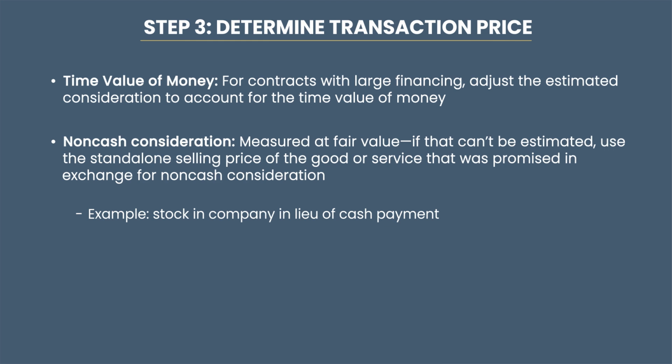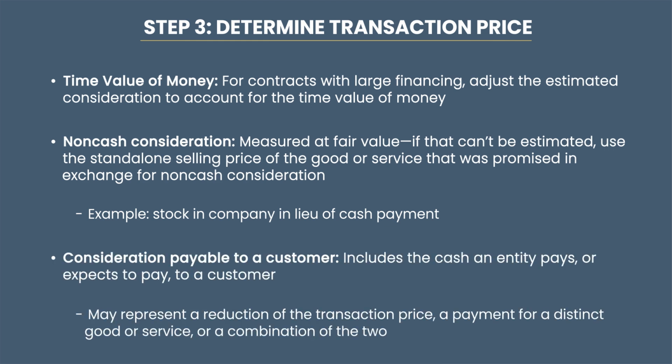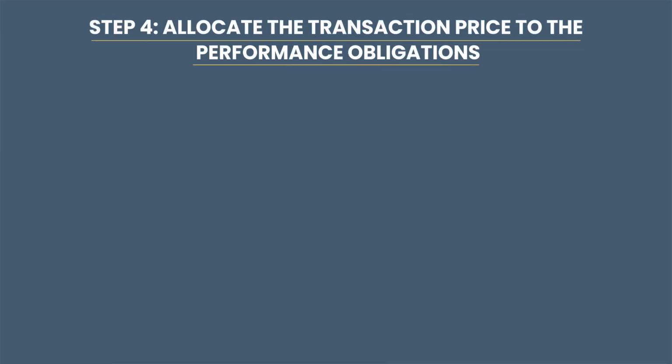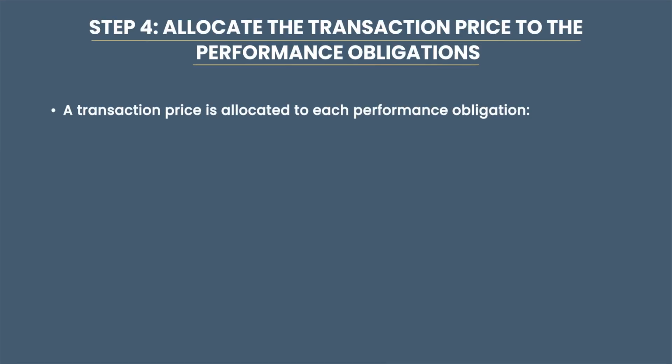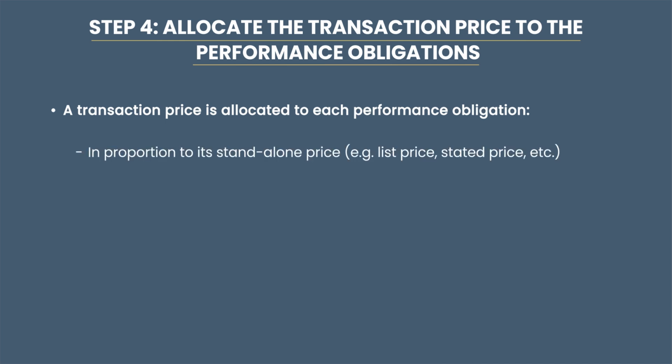The last consideration within transaction price is consideration payable to a customer. This includes any cash an entity pays or expects to pay a customer. This may represent a reduction in transaction price. Step 4 is to allocate the transaction price to the performance obligations. Transaction price is allocated to each performance obligation. It must be in proportion to the standalone price, so the list price or the stated price.